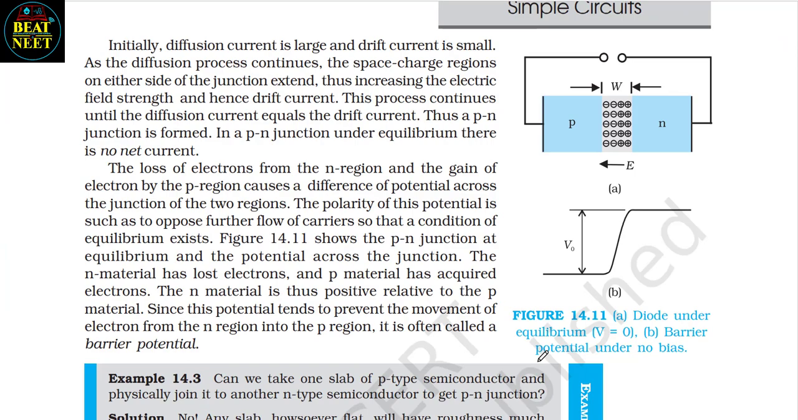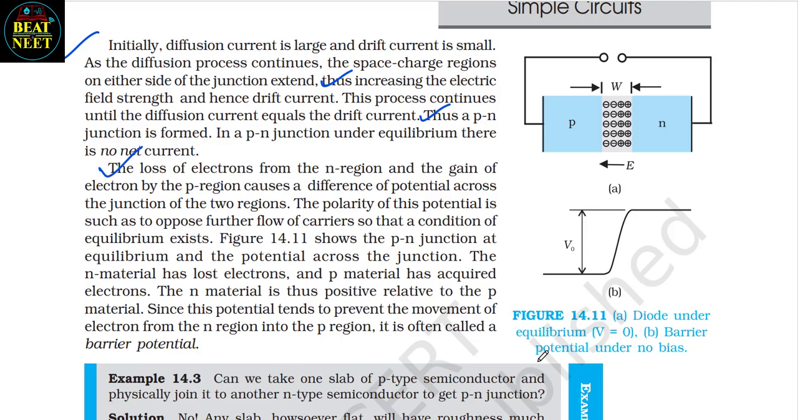Initially, diffusion current is large and drift current is small. As the diffusion process continues, the space charge regions on either side of the junction extend, thus increasing the electric field strength and hence drift current. This process continues until the diffusion current equals the drift current. Thus, a PN junction is formed. In a PN junction under equilibrium, there is no net current.